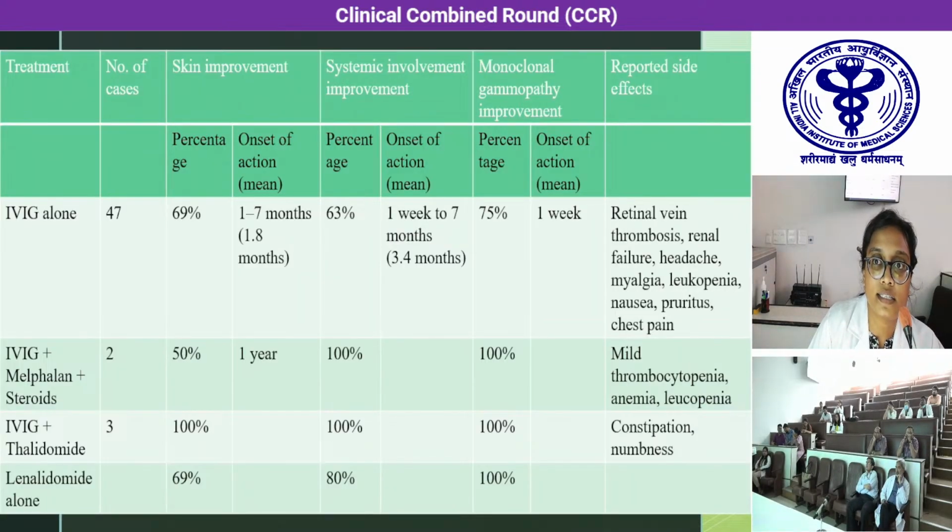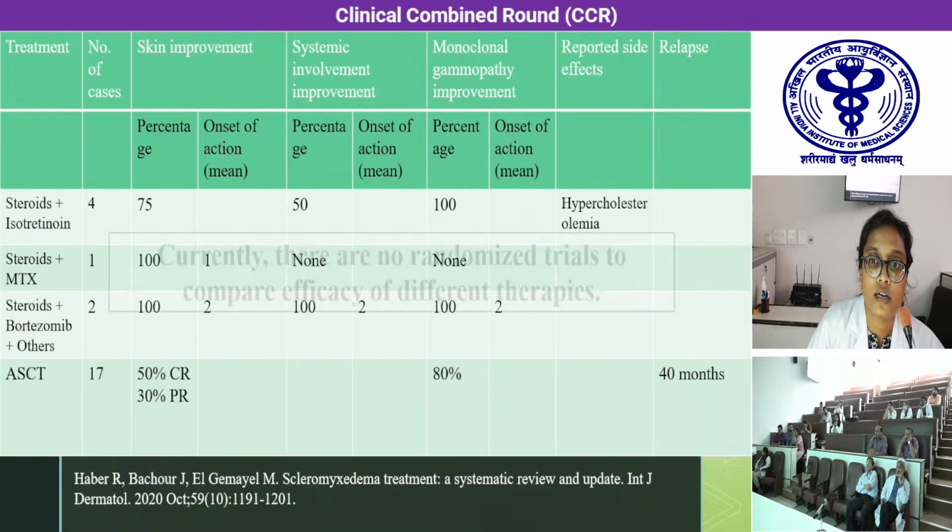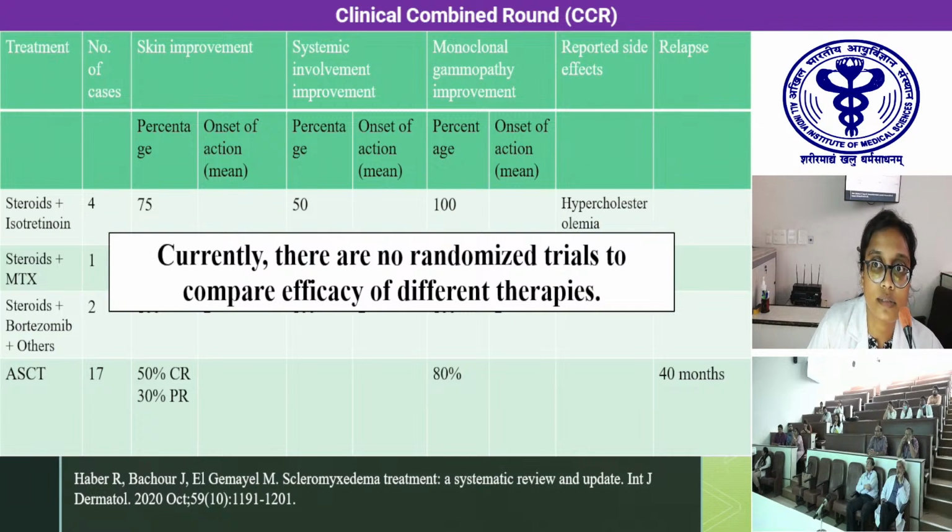These are the various studies which state the response, with skin improvement, systemic involvement, and monoclonal gammopathy, to therapy. The response with monotherapy with IVIG or lenalidomide for the skin is around 69 to 70%, while with a combination of IVIG with steroid, IVIG with lenalidomide, or IVIG with melphalan it was around 100% in the skin and systemic involvement. Overall, there is no head-to-head comparison of the various therapies since it is a very rare disease.